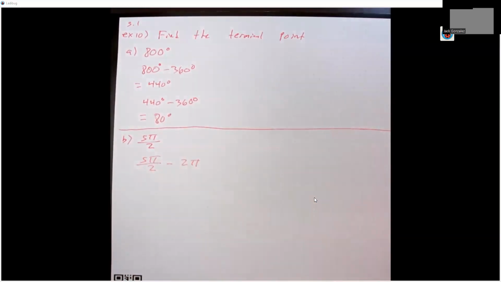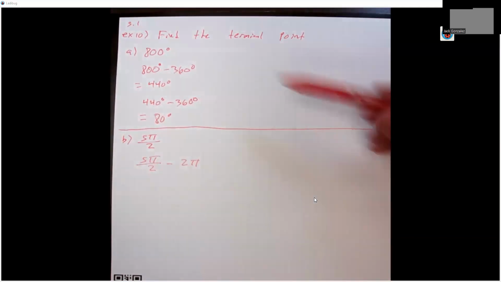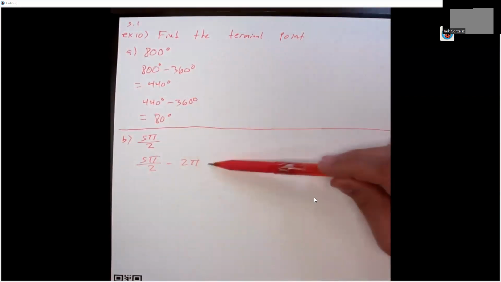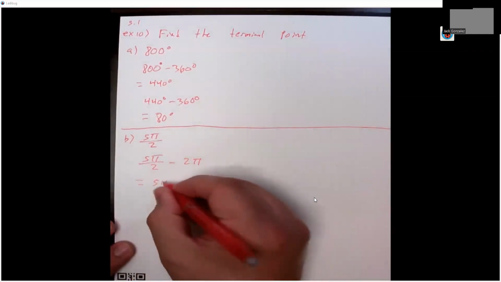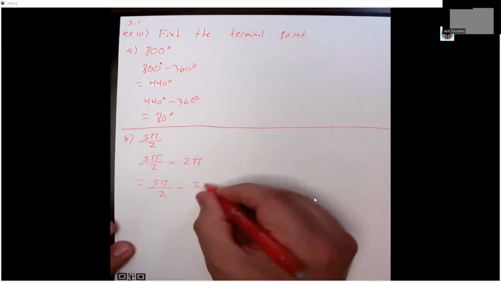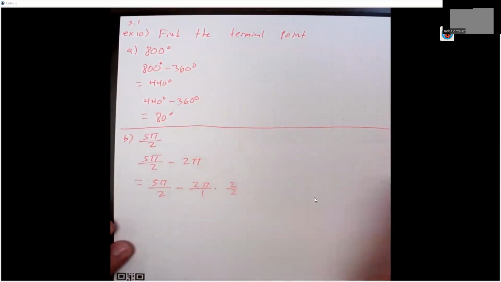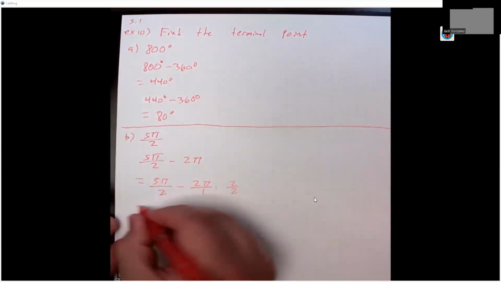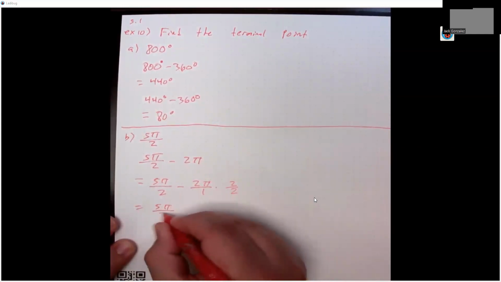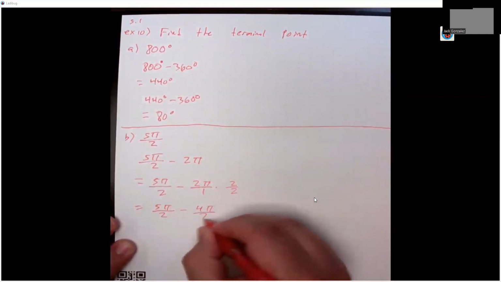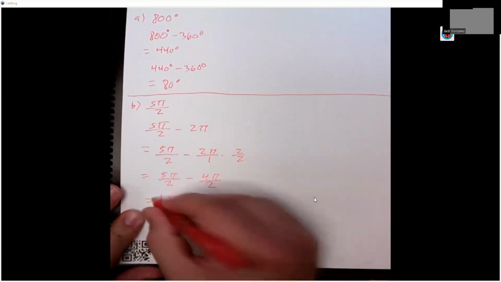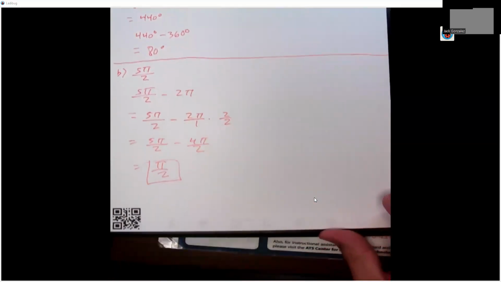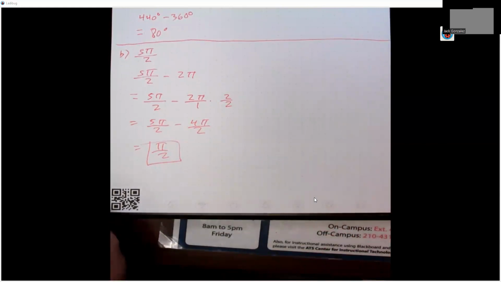Just like before, this is the same as minus 360. It's just not in degrees. Same thing. So get a common denominator. Five minus 4 is a single pi over 2. This is where you land. Any questions on that idea? Make sense?